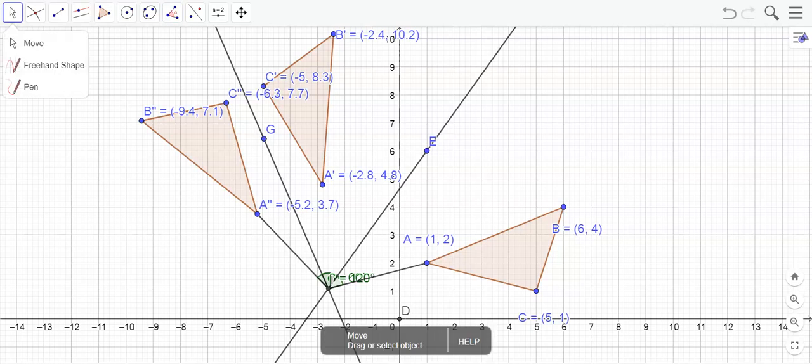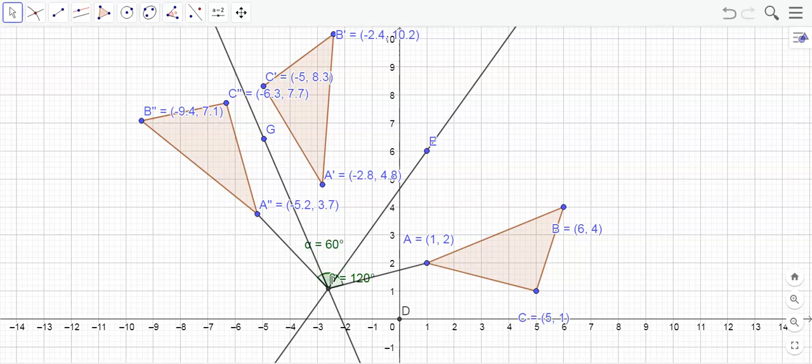And it landed right on top of him. But sure enough, the big one is 120. The smaller one is 60. So I think life is good. It was a rotation of twice the magnitude.